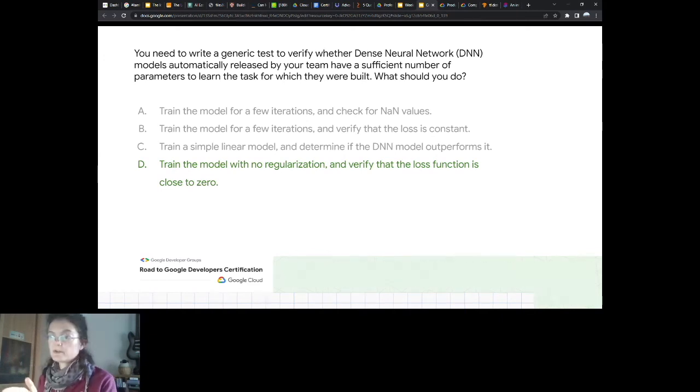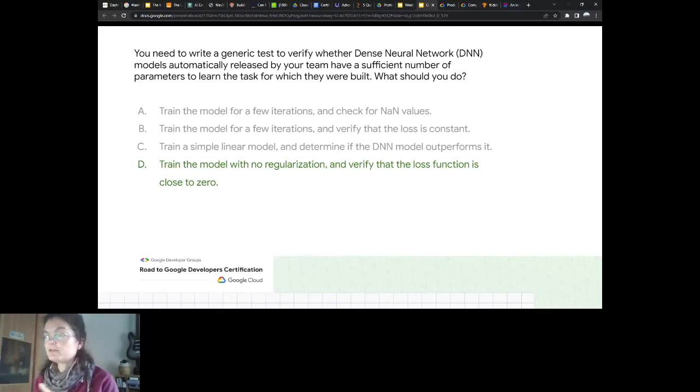If you pay attention to the question, it says you need to prove that it has a sufficient number of parameters. The first answer says train the model for iteration and check not a number of values. Missing values, you're checking missing values. You're not checking if it's enough number of parameters, so that is automatically discarded. I'm glad that no one said that. The second one is again training and verifying that the loss is constant. I guess you already knew that's not right, because you want to minimize the loss, not keep it constant.